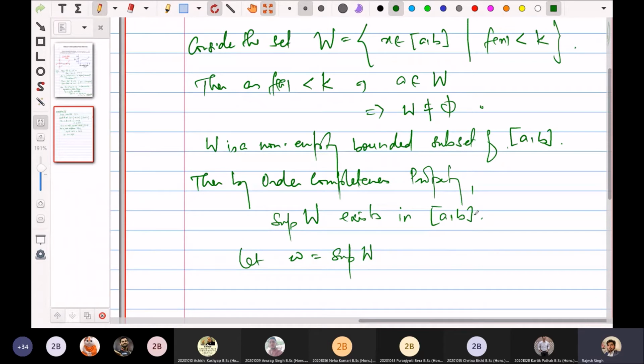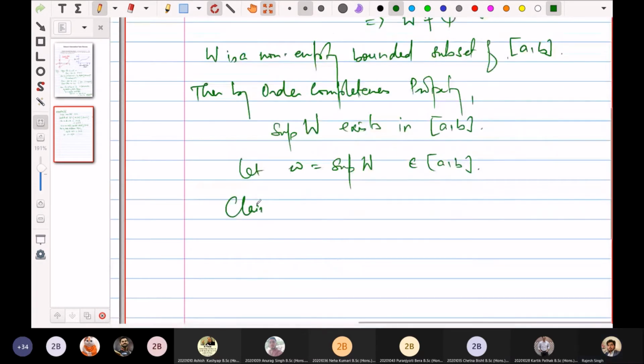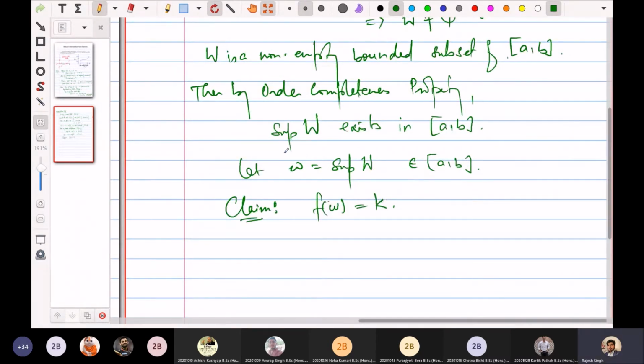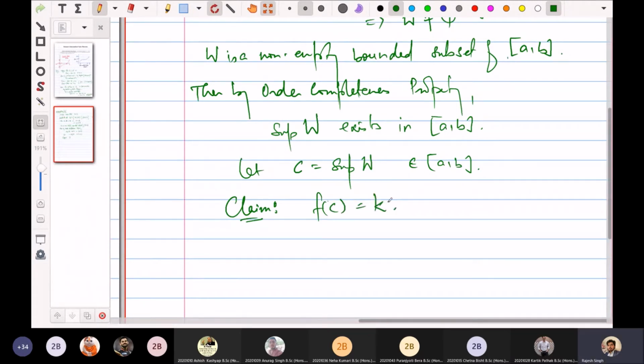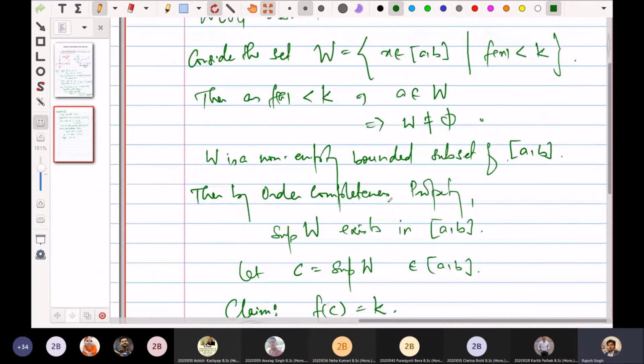B is an upper bound of W, and a is a lower bound of this set. So the supremum exists in AB. So let w equal to the supremum of W, which belongs to the set AB. Now what will our claim be? Claim: f of w is equal to k. Let us call this c, because we wanted to find c. So claim: f of c is equal to k. Now, from the property of the supremum, what will we get?